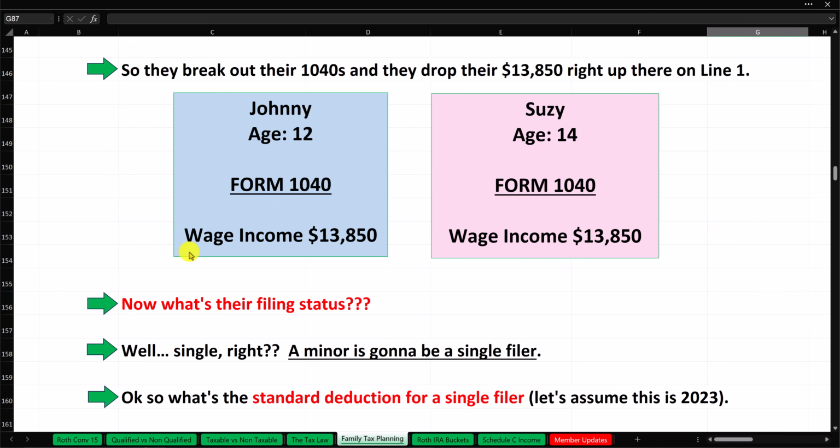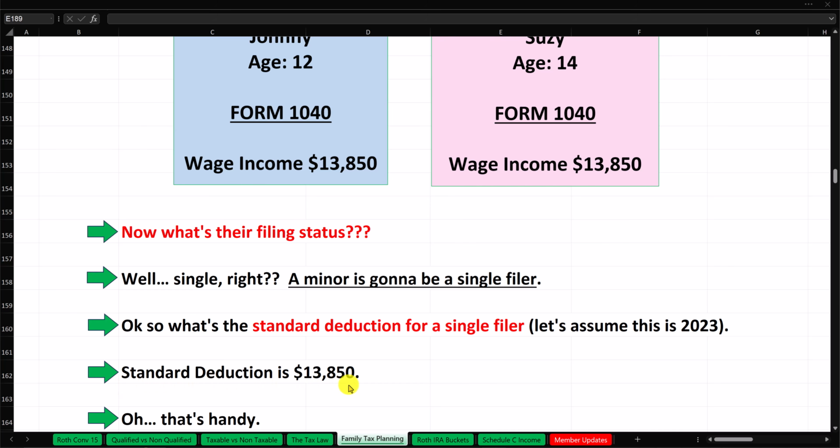Here it is right here. Wage income for little Johnny, $13,850, and wage income for little Susie, also $13,850. Now, what's their filing status? Well, it's going to be single, right? A minor is going to be a single filer. That should be pretty straightforward. Okay, so what's the standard deduction for a single filer? Let's assume this is a 2023 tax return. The standard deduction is $13,850.